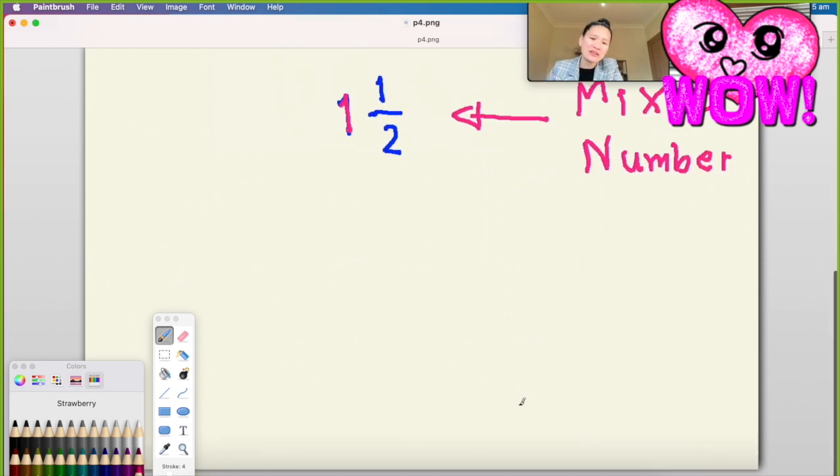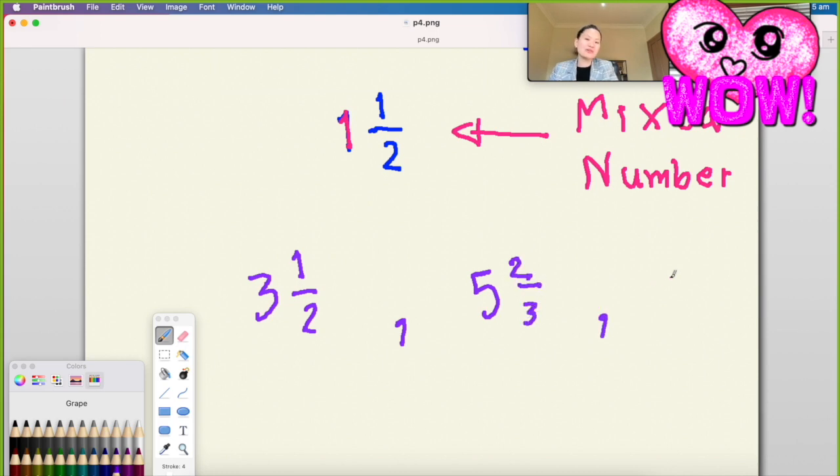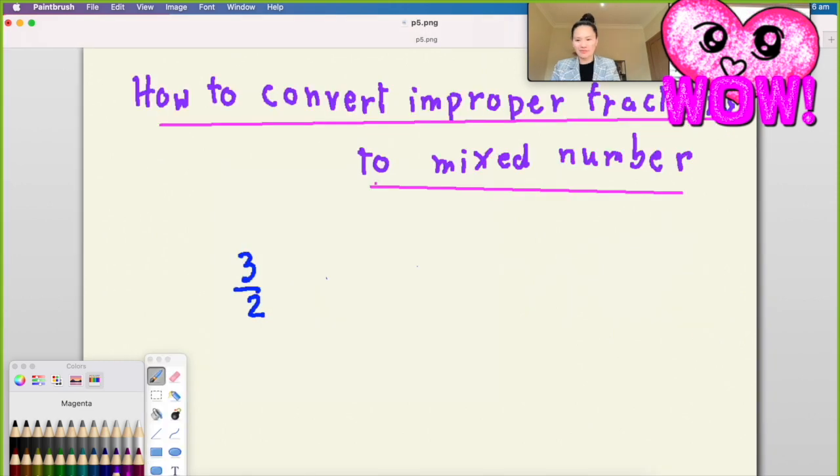A mixed number could look like this as well. I'll give you examples. For example, 3 and 1 over 2, or you get 5 and then 2 over 3, or you could have 8 and then you have 3 over 5.